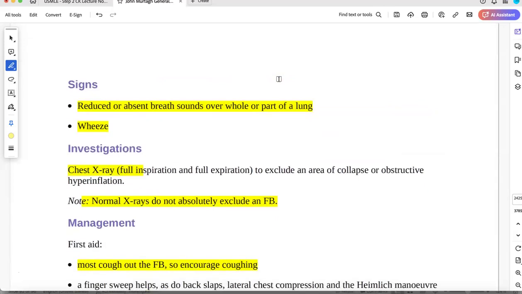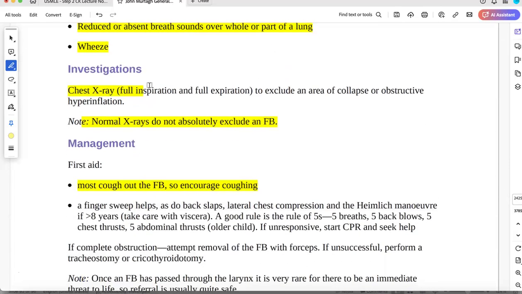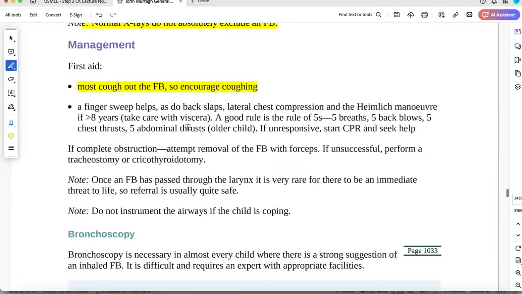If you examine the child, you might find that one part of the lung doesn't have any breath sound, and you can get unilateral wheezing in that child. Investigation: you want to do a chest X-ray to find out where exactly it is. Most of the time, the child should be able to cough out the foreign body, so encourage the coughing.